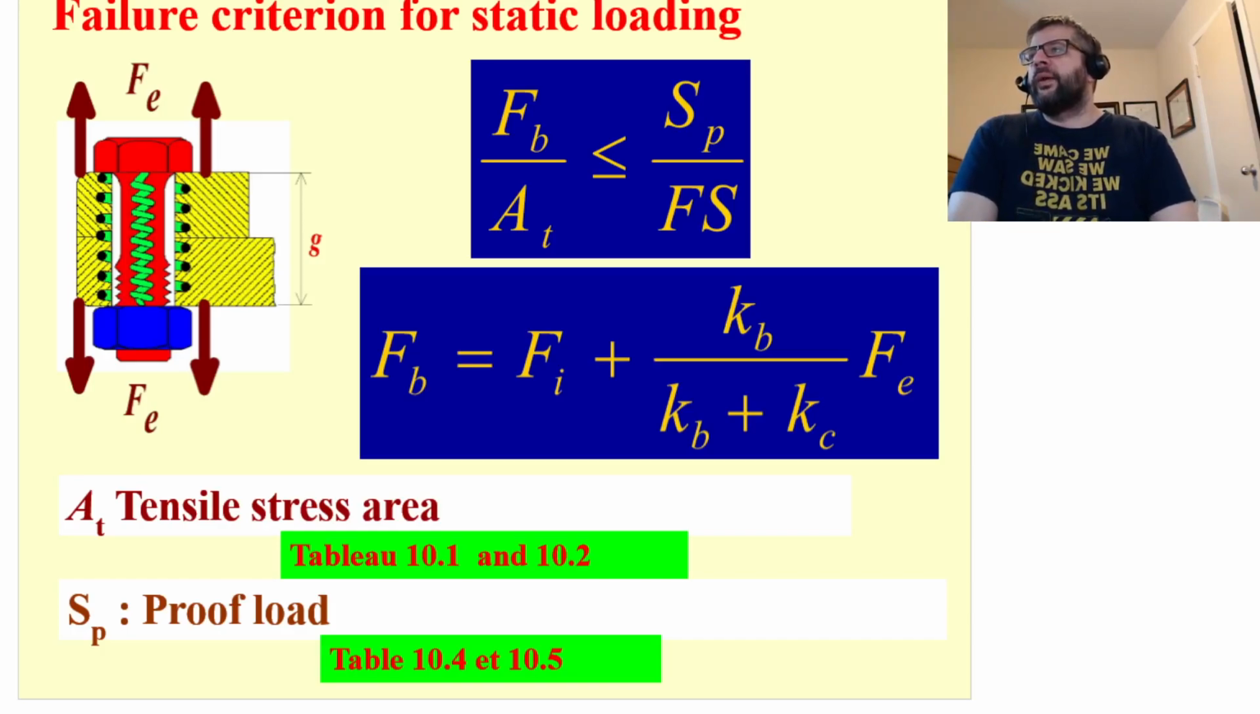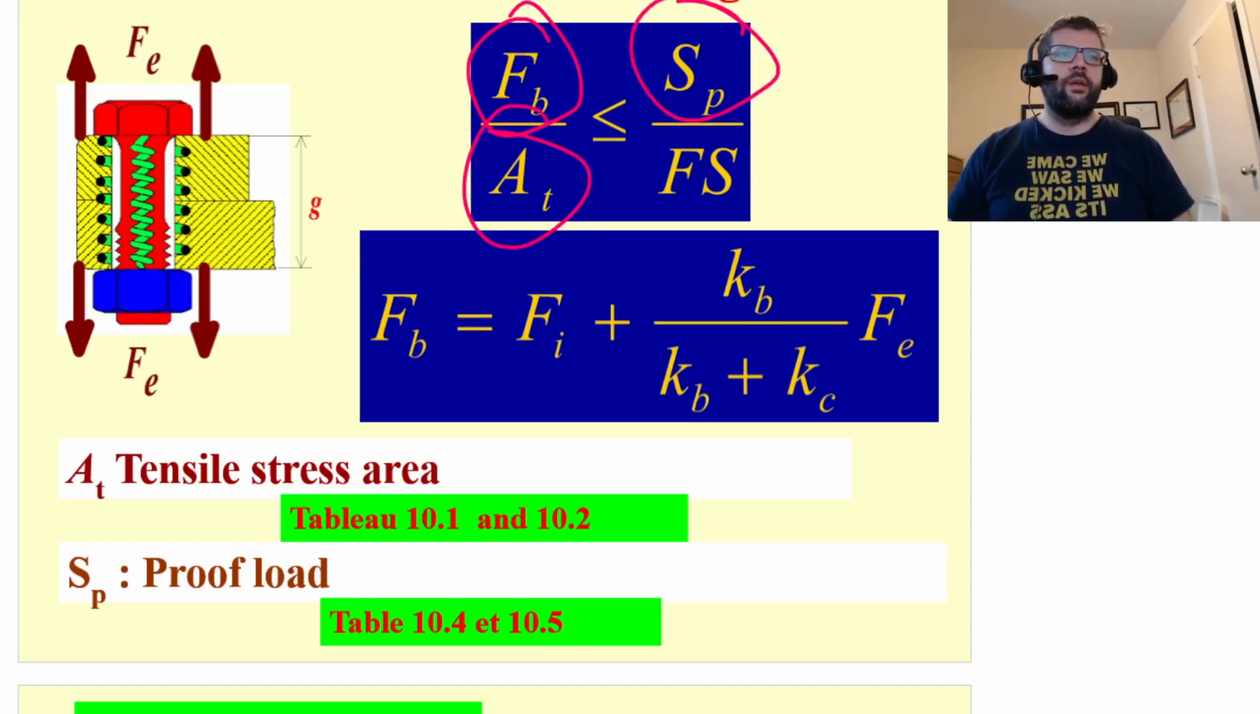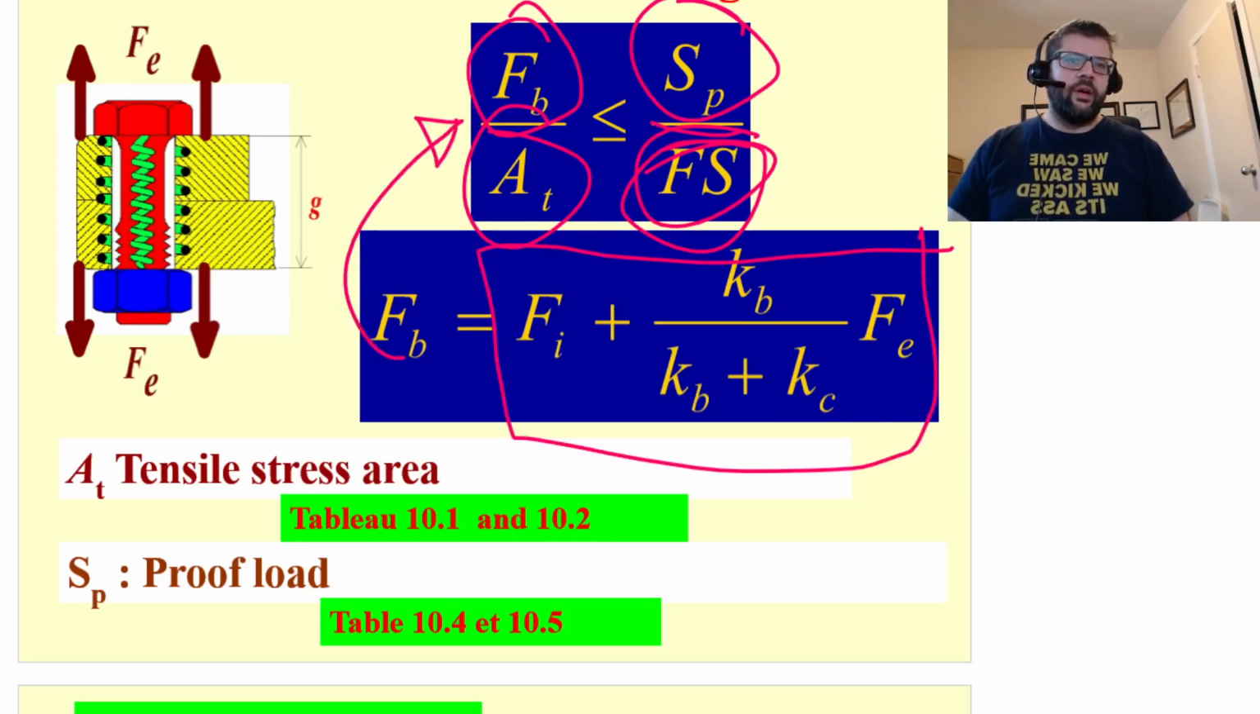So if we have a static loading situation, our failure criteria is going to be if the force in the bolt divided by the threaded cross-sectional area is less than or equal to the proof strength divided by our factor of safety, then we can say that this can be used to compute our factor of safety. So again, just keeping in mind, this is what we use to compute our FB.